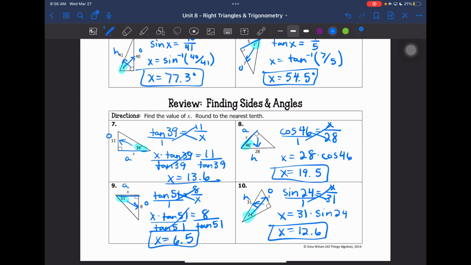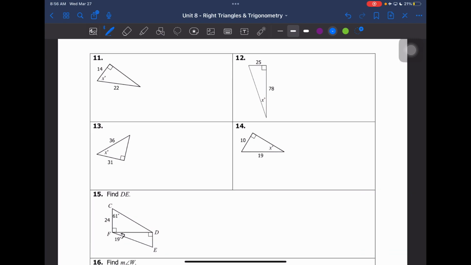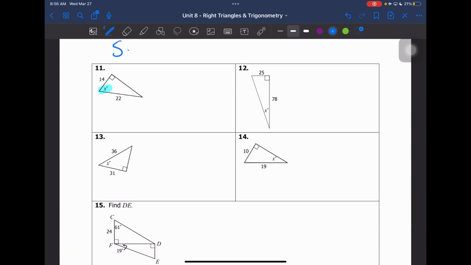So there's pretty much just a lot more review of this, and I'll walk through these because they might mix it up. They might try to make it a little bit more complicated, like we're going to see later on in the video. So this one, let's see. I'm going to start by writing SOHCAHTOA at the top just so that we start to remember this. I can tell I have a hypotenuse, and this leg is my adjacent leg. So that means let's use cosine of x is equal to 14 over 22.